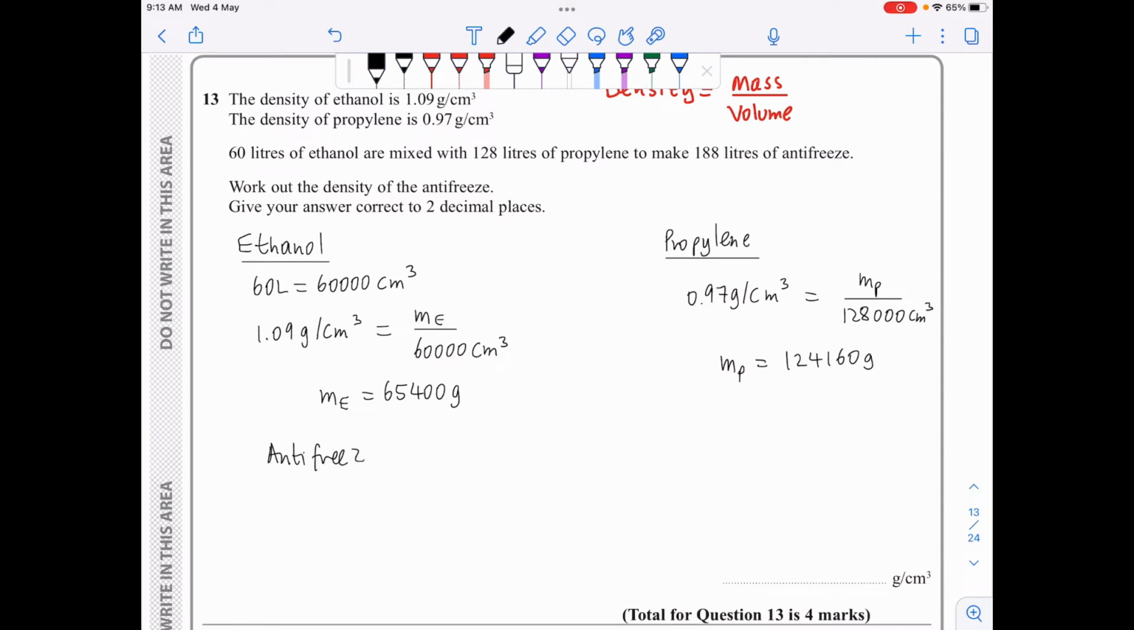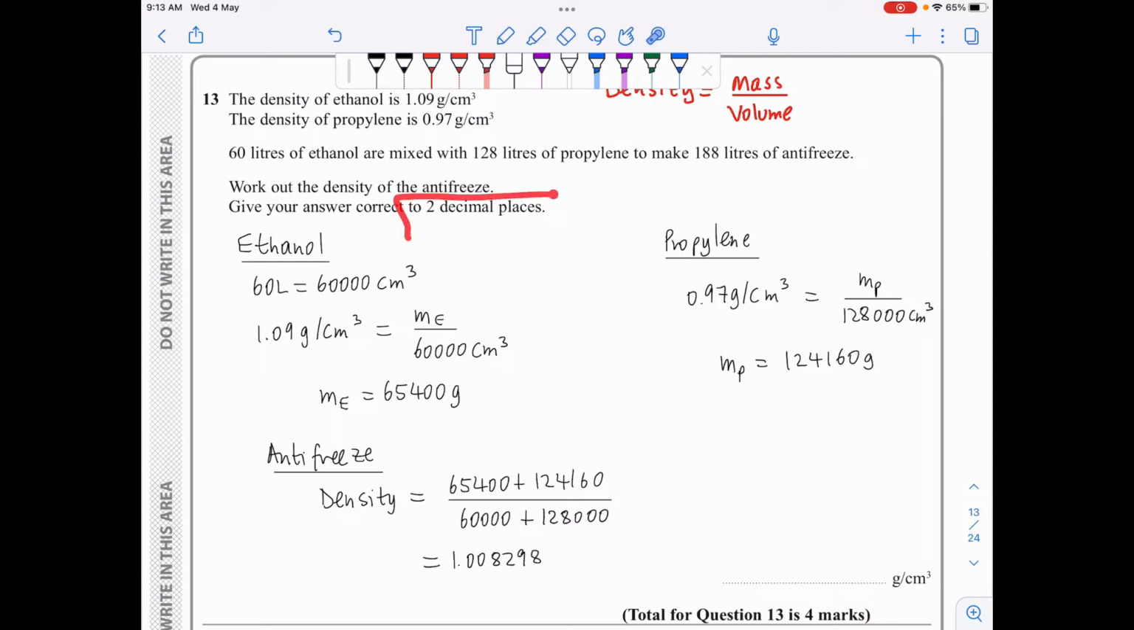So, all in all, for the antifreeze, we've got the total mass. So the density here will be the total mass, which was 65,400 plus 124,160, all over the total volume, which was 60,000 plus 128,000. Just plug everything as it stands on the calculator, you get 1.008298. We've been asked to give our answer correct to 2 decimal places here, so it has to be 1.01 grams per cubic centimeter.